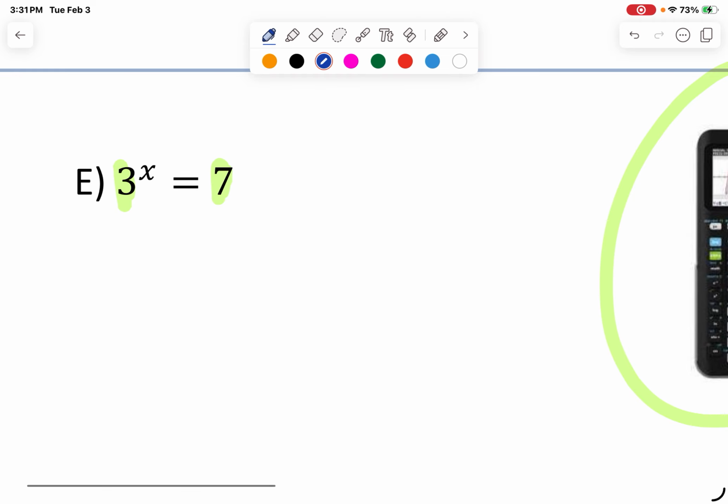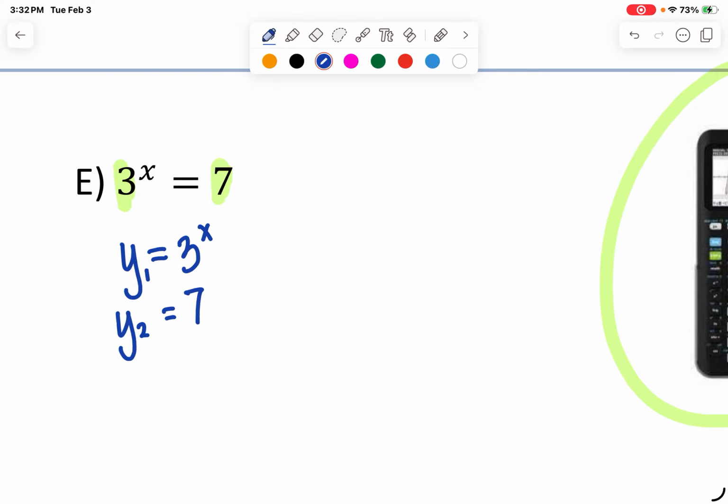So in order to do that, in our calculator we are going to go into y equals, and we are going to put two equations into y equals, and we're going to find out where they intersect. The x value at which they intersect is the solution, okay? So we're going to do y1 is equal to 3 to the x, and y2 is equal to 7. Where they intersect, that will show us a solution. Of course, we could do any of our equations this way, but all the other ones are no calculator.